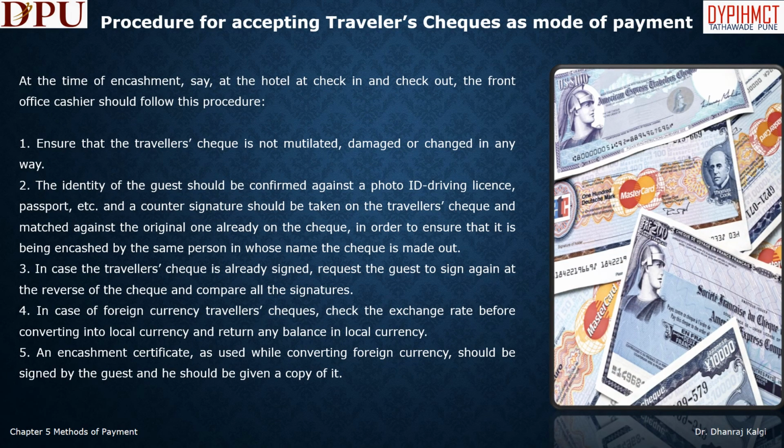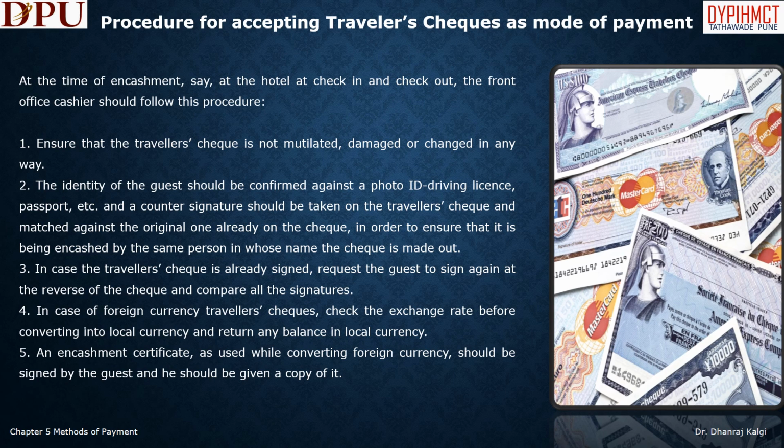Procedure for accepting traveler's checks as mode of payment. At the time of encashment, say, at the hotel at check-in and check-out, the front office cashier should follow this procedure. 1. Ensure that the traveler's check is not mutilated, damaged or changed in any way. 2. The identity of the guest should be confirmed against a photo ID, driving license, passport, etc., and a countersignature should be taken on the traveler's check and matched against the original one already on the check, in order to ensure that it is being encashed by the same person in whose name the check is made out.